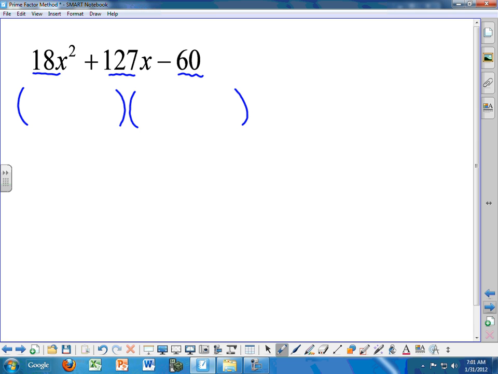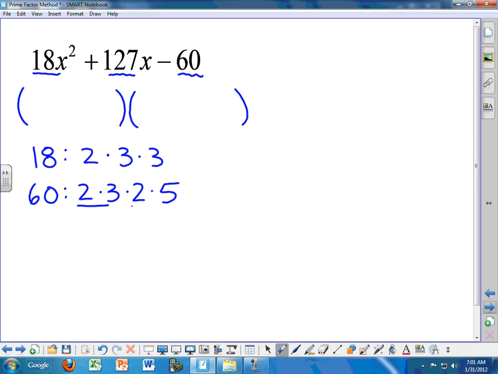The first thing I work with is the 18 and the 60, because those are the two numbers that will produce for us the 127 in the middle. And I prime factorize those numbers. 18 is a multiple here of several different values, but to actually break it down into primes, we would end up with 2 times 9 or 2 times 3 times 3. And 60 comes out to be 2 times 3 times 2 times 5. And that's because 60 is 6 times 10, but I want to bring this all the way down into primes.